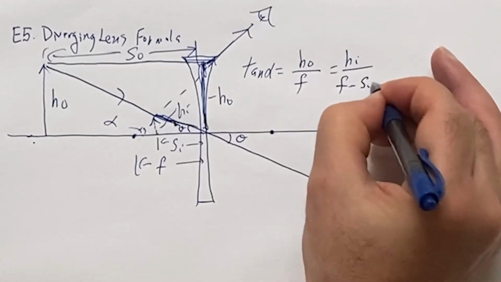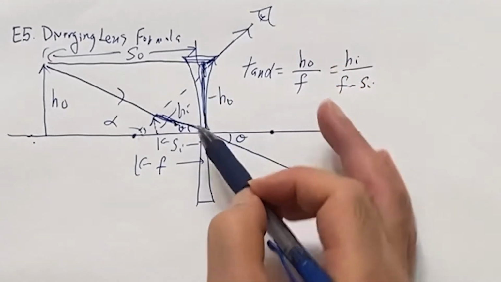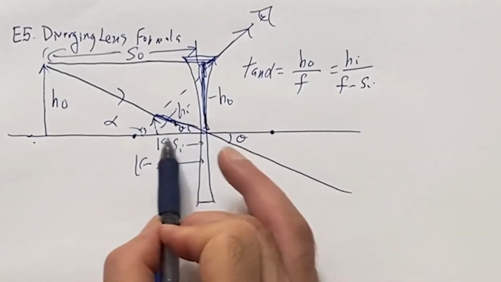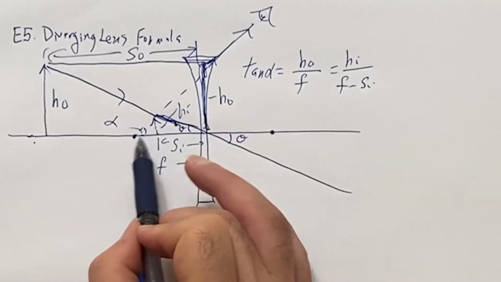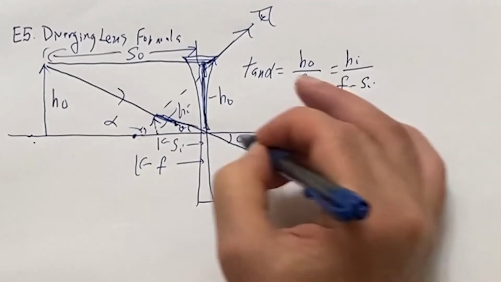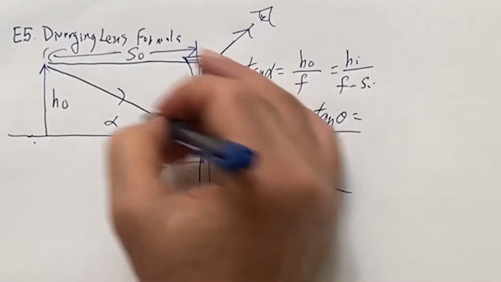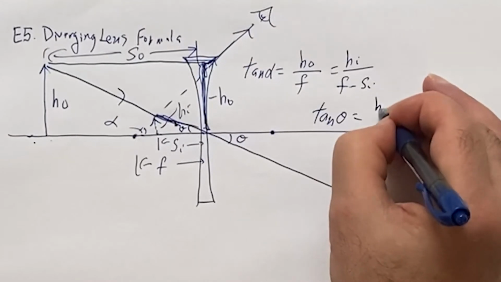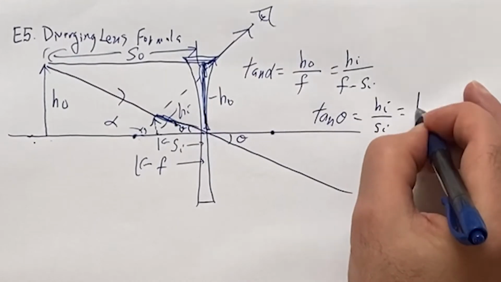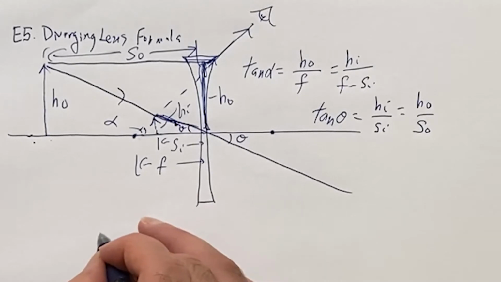All right, so tangent of alpha is HO over F, or HI over this little piece here, which is F minus SI. And then for the tangent of theta, this is the easy one. It's HI over SI, and it's HO over SO. It's like there's a little triangle, and there's the bigger triangle. So it's HI over SI for the little triangle, and then HO over SO for the big triangle. So these are the equations that we need.